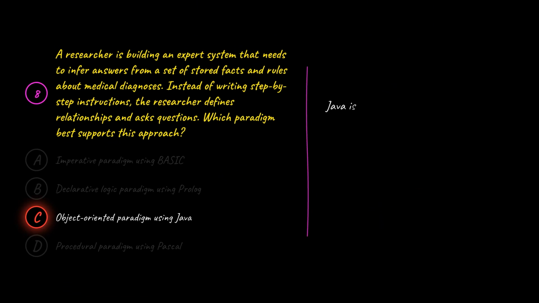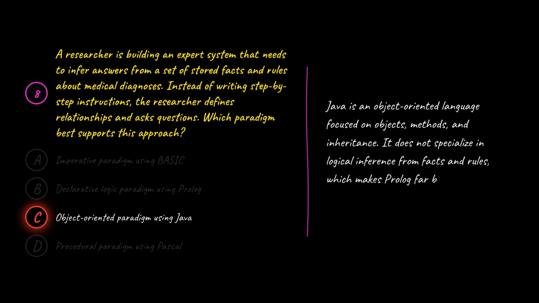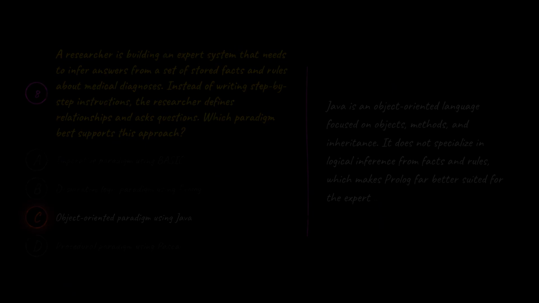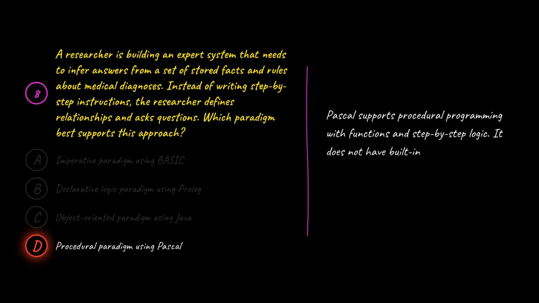C is wrong because Java is an object-oriented language focused on objects, methods, and inheritance. It does not specialize in logical inference from facts and rules, which makes Prolog far better suited for the expert system described. D is wrong because Pascal supports procedural programming with functions and step-by-step logic. It does not have built-in mechanisms for automatic inference over facts and rules, which are central to the logic programming paradigm approach.